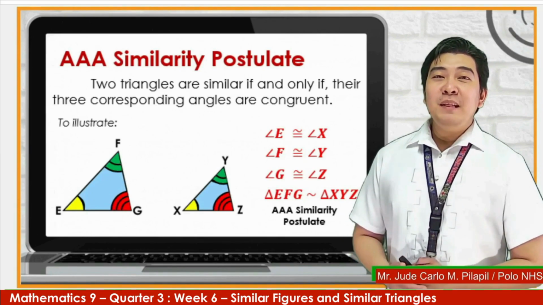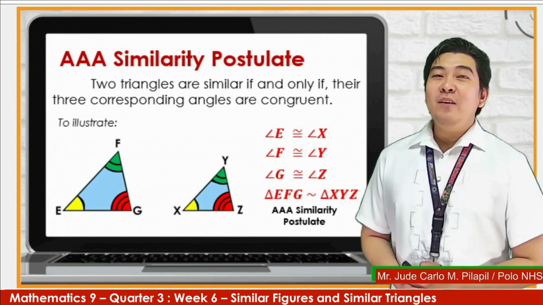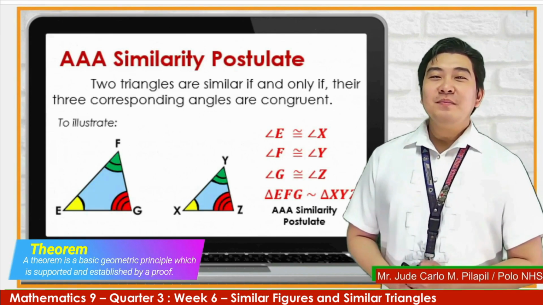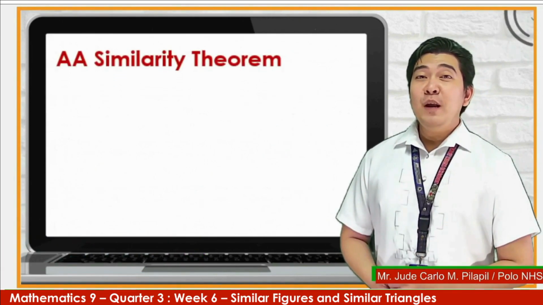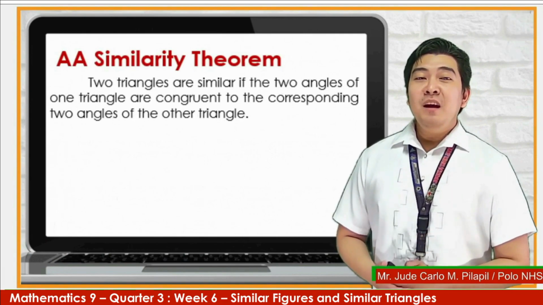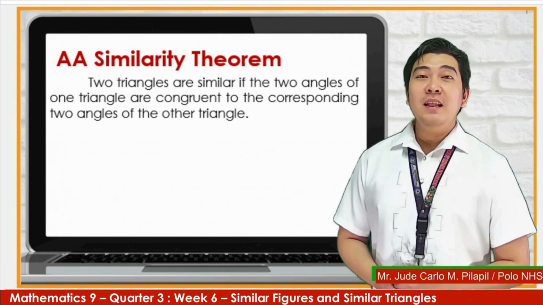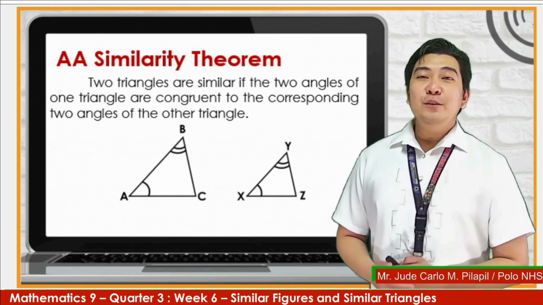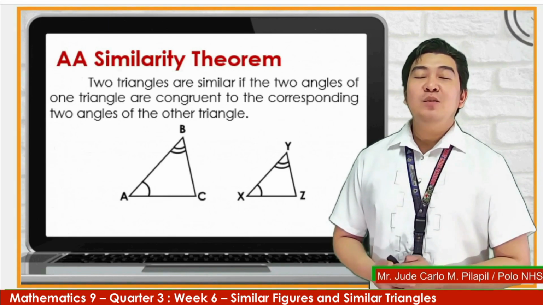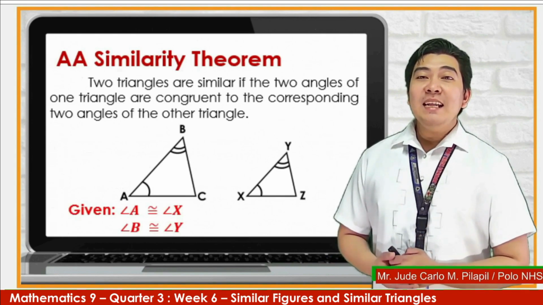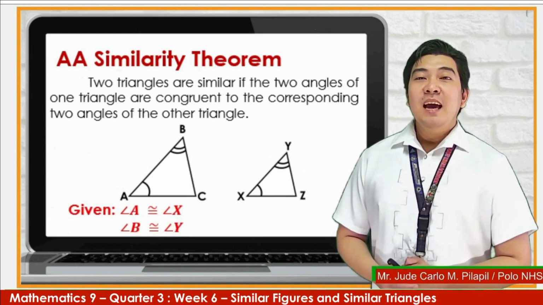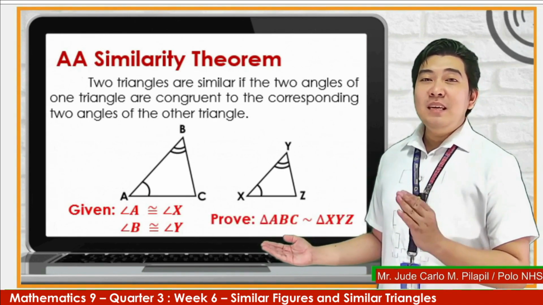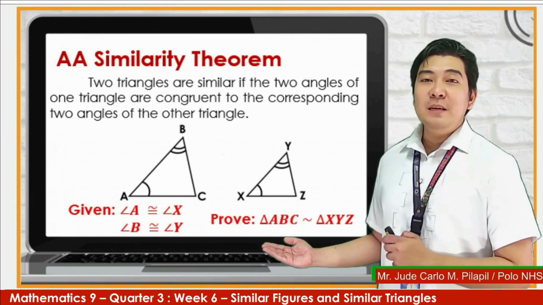We will use the AAA Similarity Postulate to prove the AA Similarity Theorem. Since it is a theorem, we need to prove it first. The AA Similarity Theorem states that two triangles are similar if two angles of one triangle are congruent to the corresponding two angles of the other triangle. Let us use triangle ABC and triangle XYZ. We are given that angle A is congruent to angle X, angle B is congruent to angle Y. We need to prove that triangle ABC is similar to triangle XYZ.